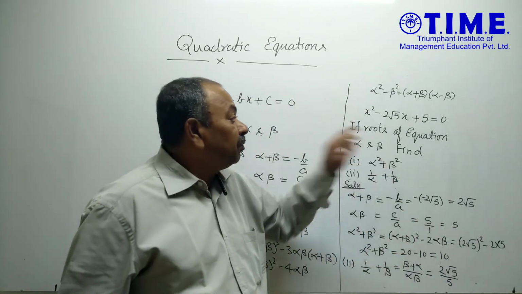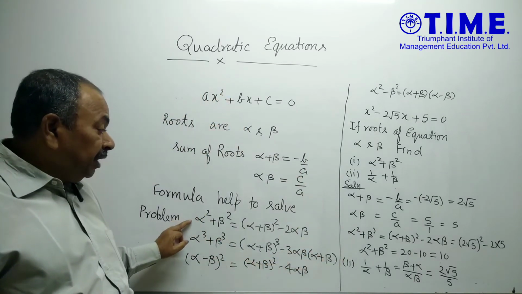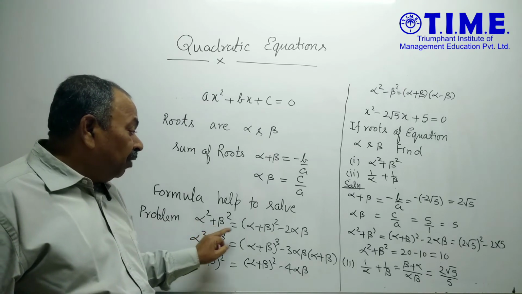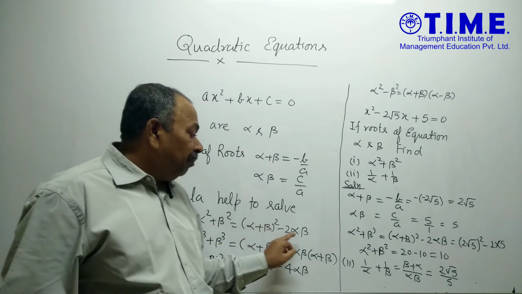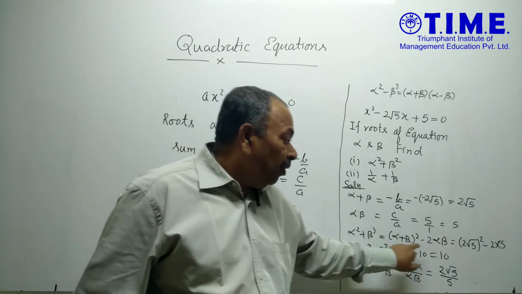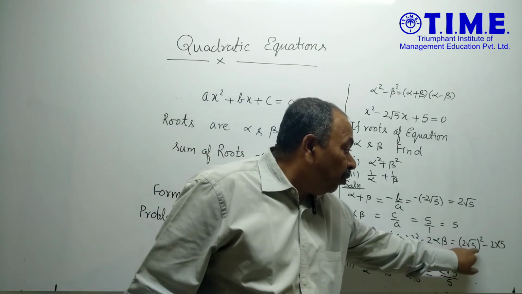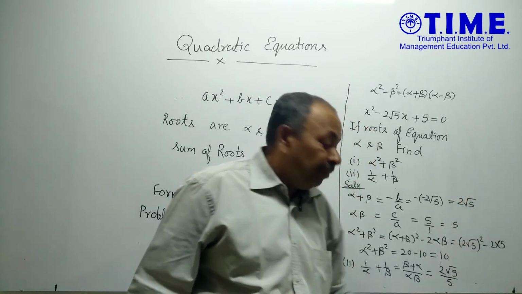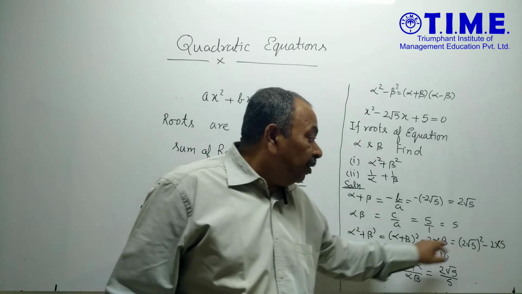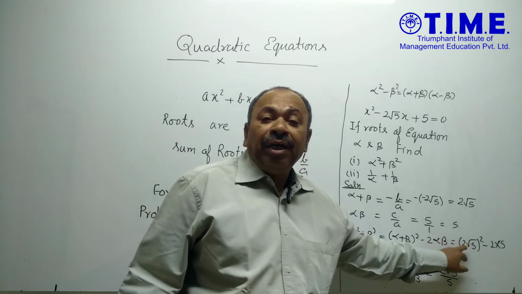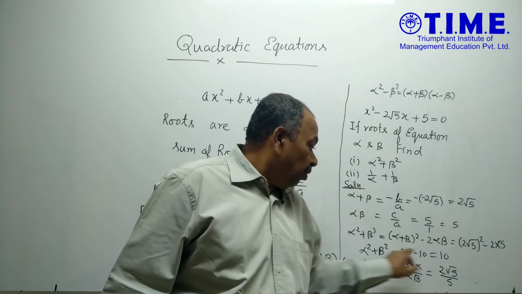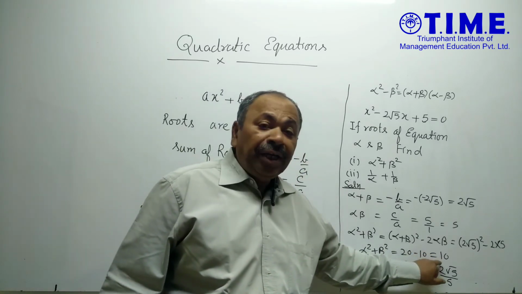Alpha square plus beta square. I have already spoken about the formula we use for solving this. Alpha square plus beta square is alpha plus beta the whole square minus 2 alpha beta. Now, substitute the values as per the formula. What are we getting? 2 root 5 whole square minus 2 into 5. 2 square is 4, root 5 square is 5, so 4 into 5 is 20. 20 minus 10. So alpha square plus beta square is equal to 10.